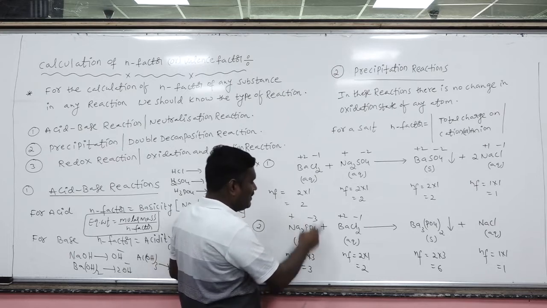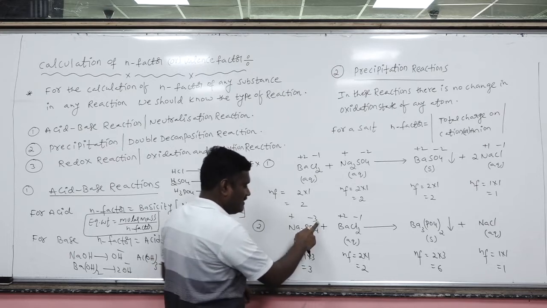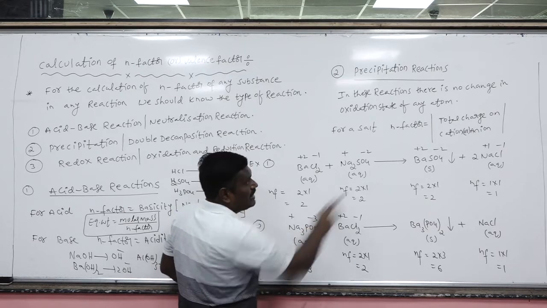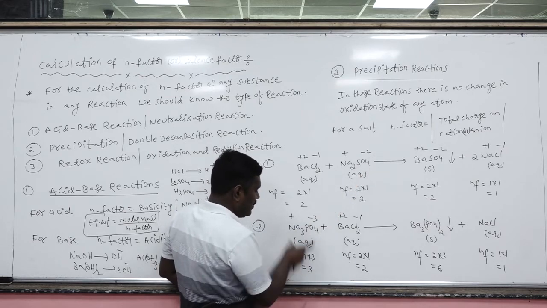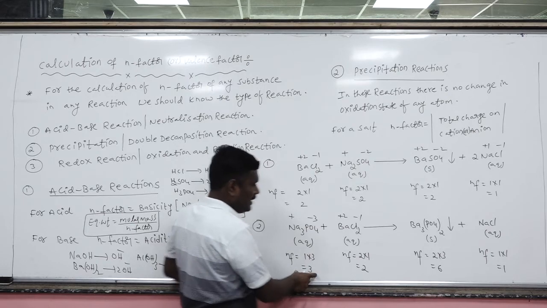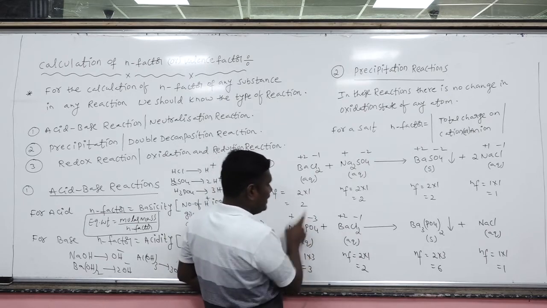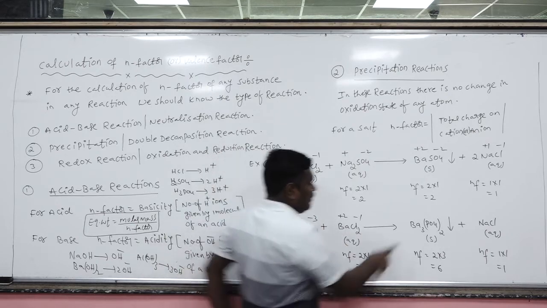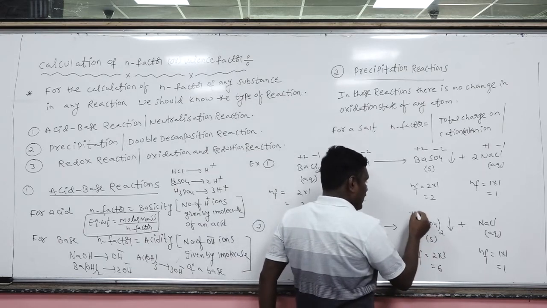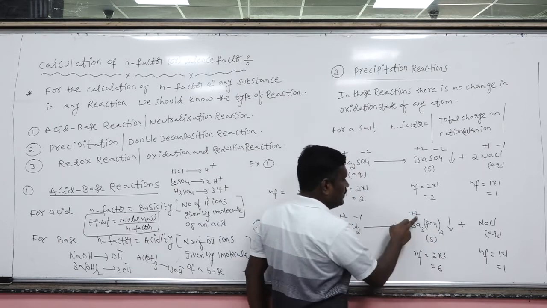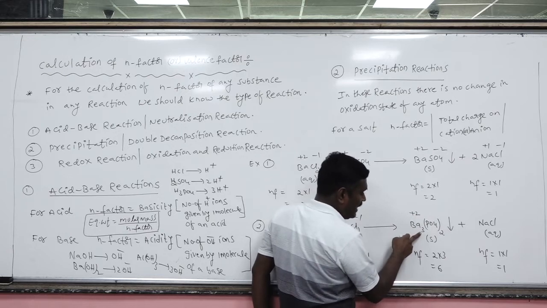With respect to phosphate also, phosphate ion is -3, modulus 3, into 1, again 3. So sodium phosphate N factor is 3. Similarly, barium chloride N factor is 2 into 1. Here in barium phosphate, the charge on the barium is 2, and the number of barium atoms is 3.